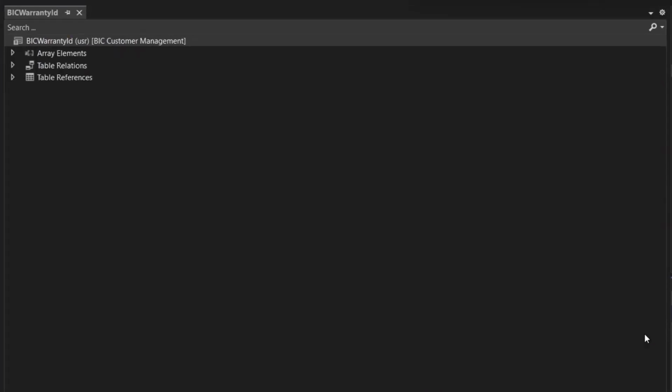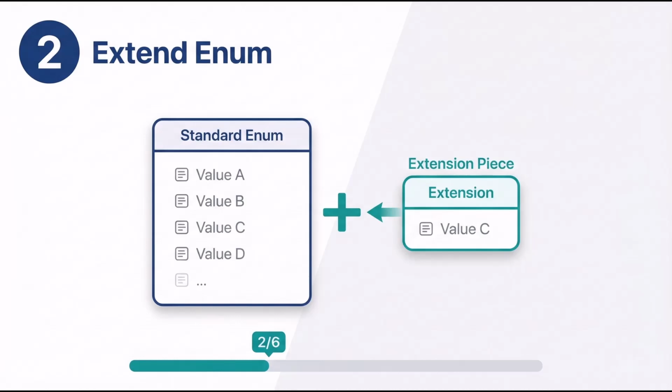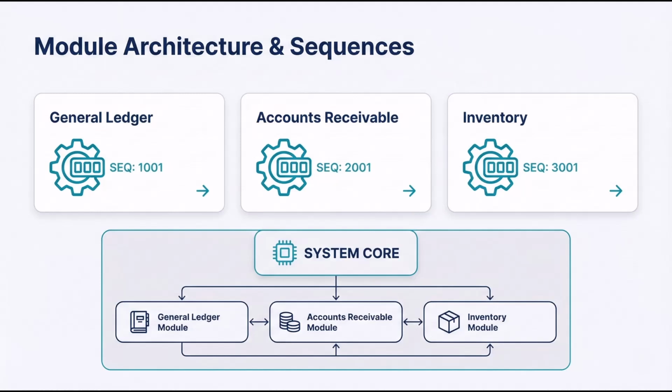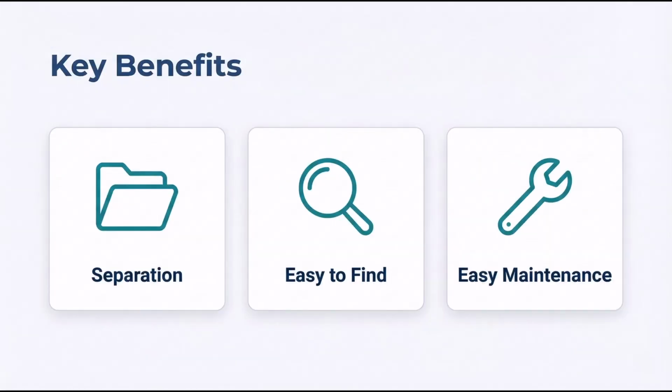Now comes the interesting part. Phase 2 is where we extend the standard NumberSeqModule Enum. Let me explain why we do it this way. In Dynamics 365, number sequences are organized by modules, right? So you have general ledger, accounts receivable, inventory management, and so on. Each module has its own set of number sequences. By creating our own module entry, we get a dedicated spot in the number sequence wizard. This keeps our warranty sequences separate and easy to find. It gives us better organization and easier maintenance.